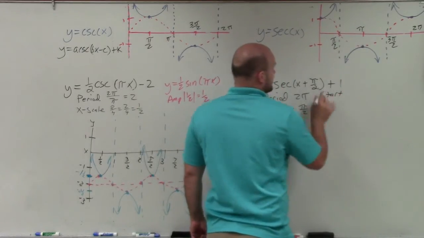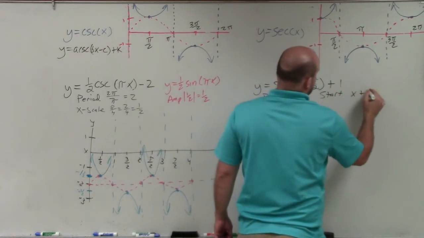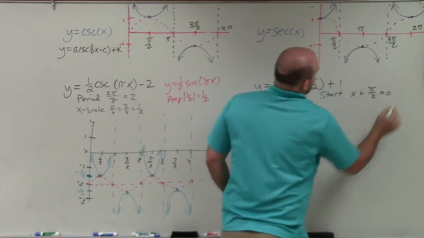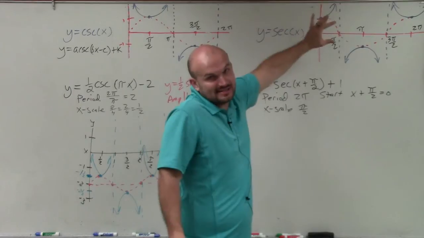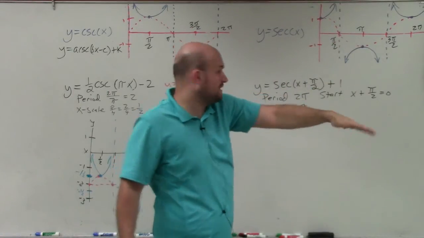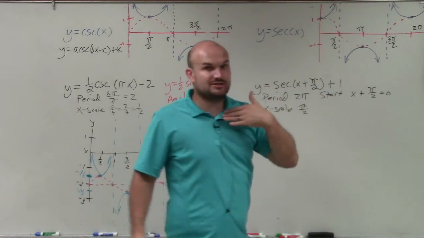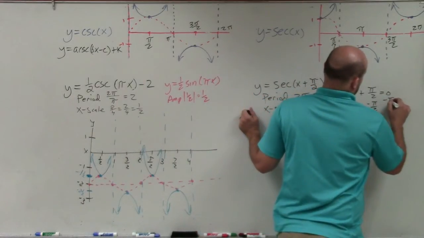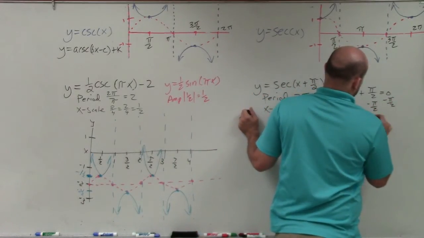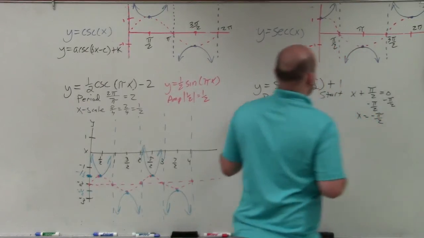Now, remember, for the start you take whatever's inside your function and set it equal to 0. The reason we set it equal to 0 is because our initial period starts at 0. So if we have a transformation, we're going to need to find a new starting point. Well, in this case, it's going to be x equals negative pi halves.